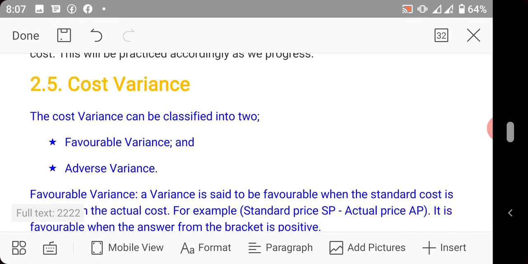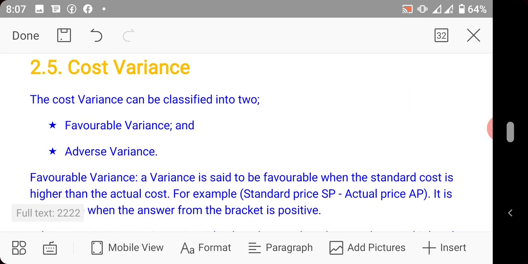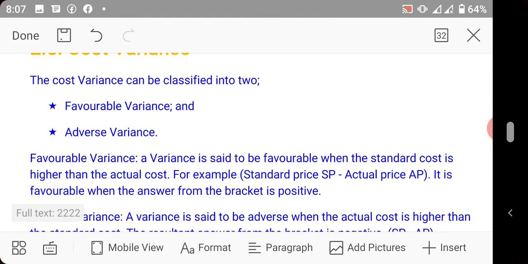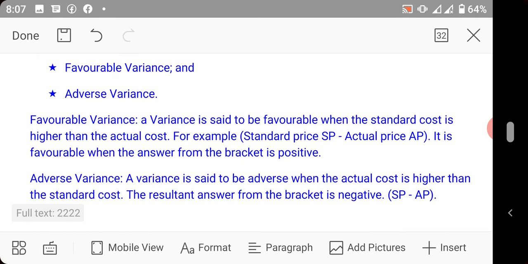So we have cost variance. The cost variance can be classified into two: favorable and adverse. A variance is said to be favorable when it can increase income, and is said to be adverse when it can increase loss. So that is that for that.